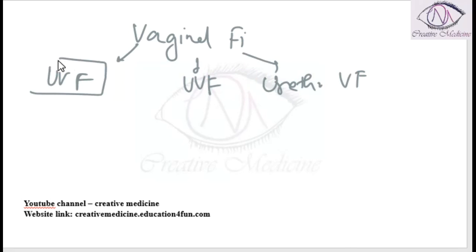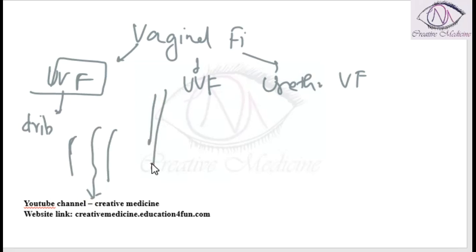If the patient presents with constant dribbling of urine from the vagina with normal urination, that is ureterovaginal fistula. That is, there is normal urination, so the bladder is completely normal, and there is a constant dribbling of urine. It is constant, so it is from the ureter. So this is ureterovaginal fistula.